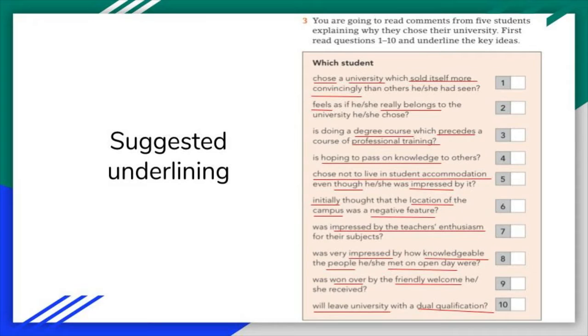So the first one is choose university and sold itself more convincingly. The second one is feels and really belongs. The third one is degree course, precedes, and professional training. The number 4 is hoping to pass on knowledge. The number 5 is chose not to live in student accommodation, thought, impressed. The number 6 is initially location of campus and negative feature. The number 7 is impressed by teachers' enthusiasm.